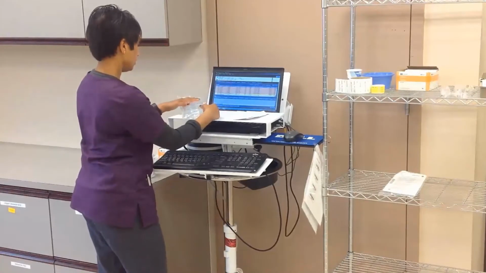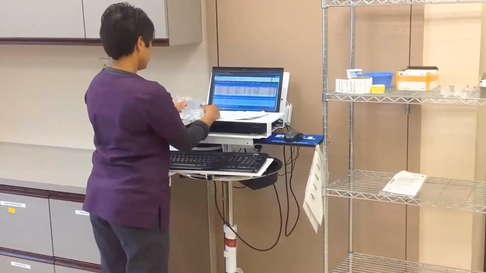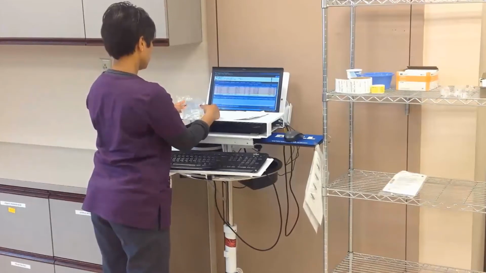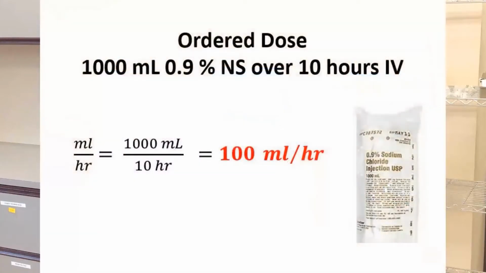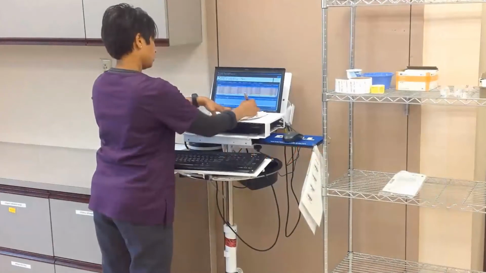Once you've identified the expiration date and checked the integrity of the package, you do not need to state this after the first check. You will need to perform necessary calculations to determine the rate of the solution. This will be the right dose. The calculated rate for this infusion is 100 milliliters per hour.